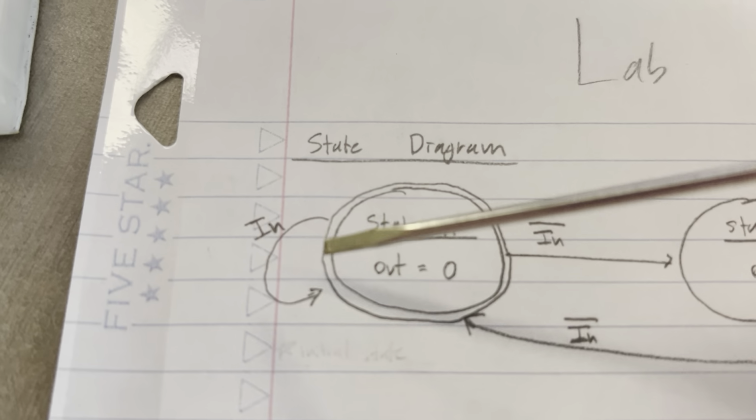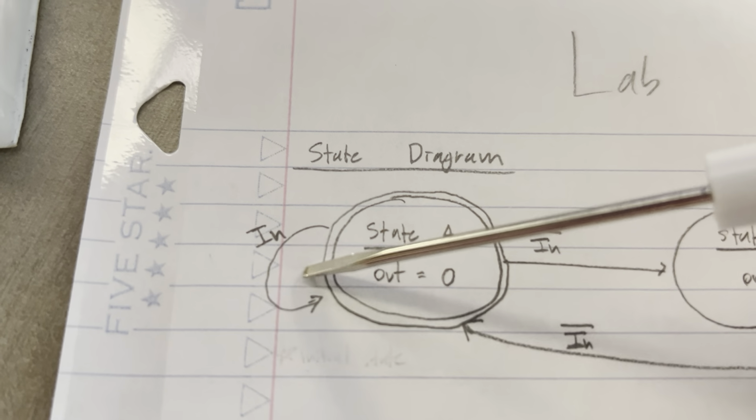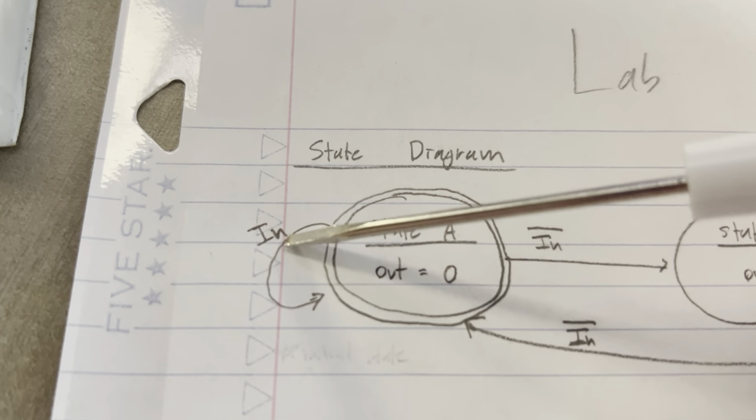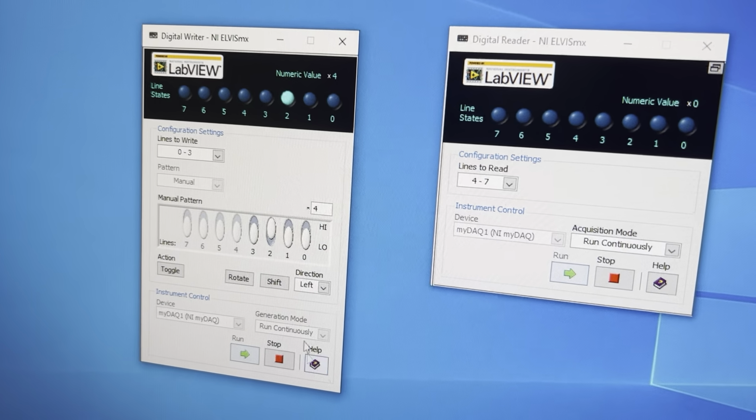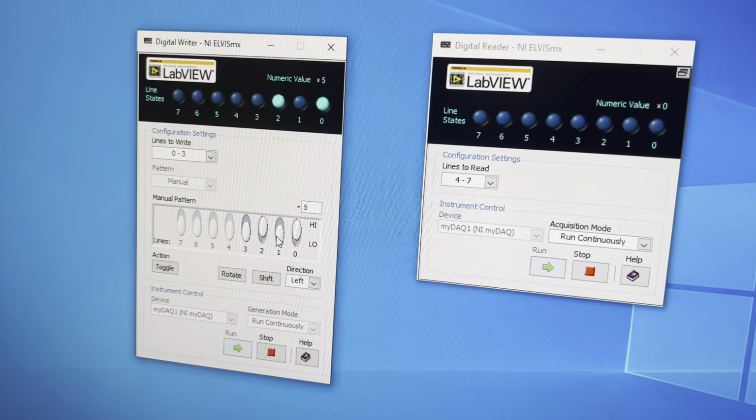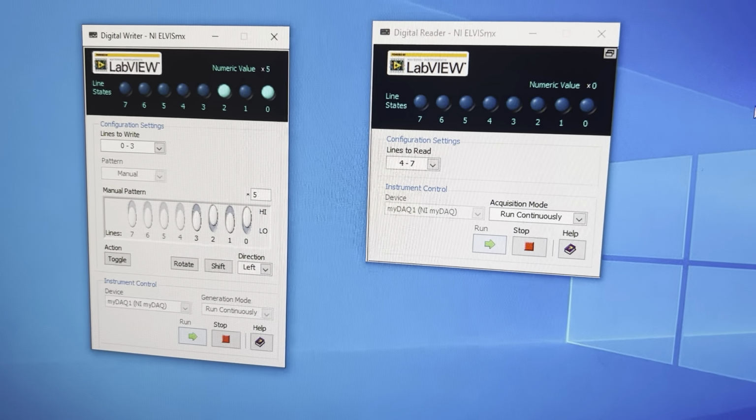Now, if input is high and we clock it, it should return to state A. So input is 0, let's make it high. Now let's clock it, and it returns to state A. It stays in state A. So this path is good.